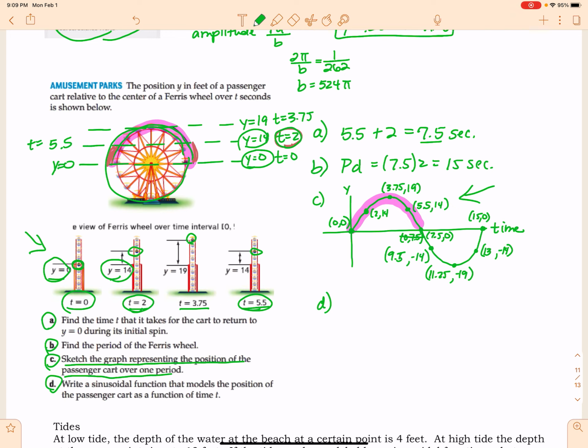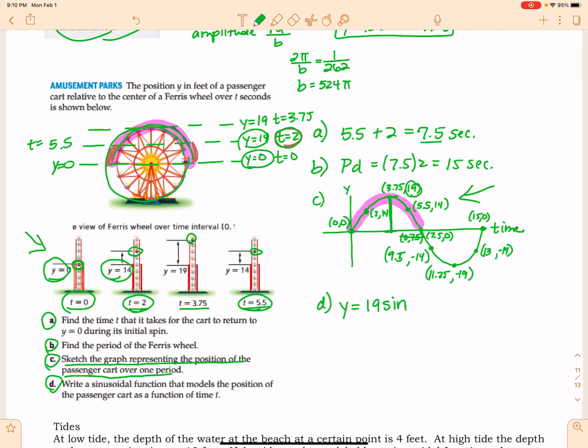All right, write a sinusoidal function that models the position of the passenger cart as a function of time. Okay, so we need to consider our sine equation. This should not be too terrible. Okay, so the amplitude. Well, the amplitude is from here to here, and it would be 19 because there's 0 and there's 19 right there. So we have 19 sine. Okay, we need to consider the period.